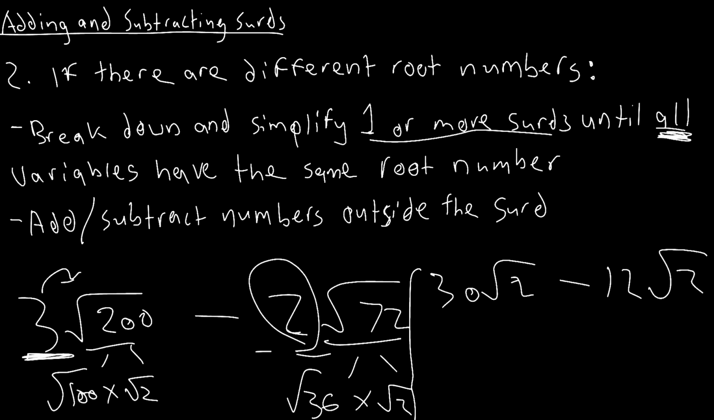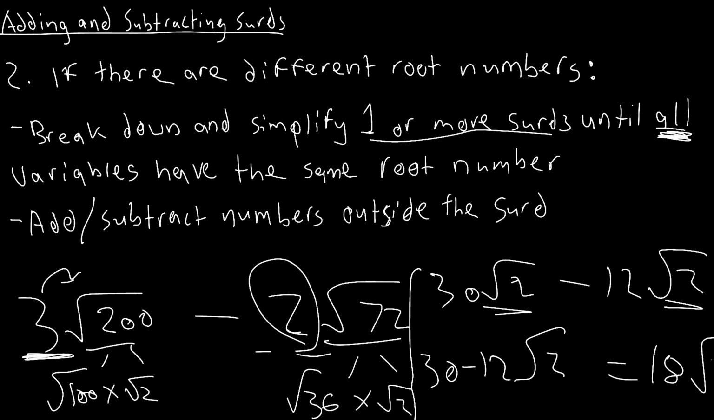Now is when we can add or subtract, because they have the same variable, aka root 2. So this just equals 30 minus 12 root 2, and all of that gives me 18 root 2. And that is my final answer.